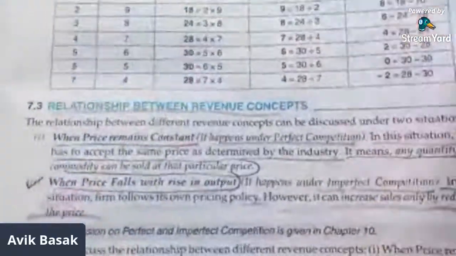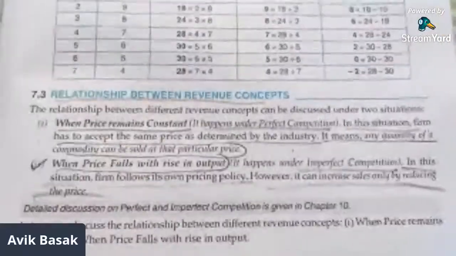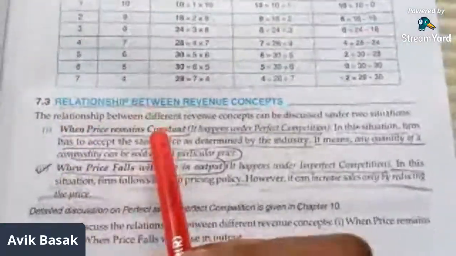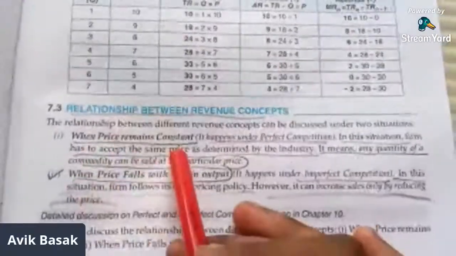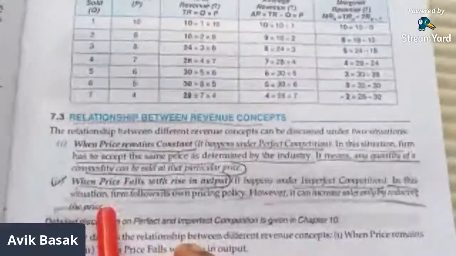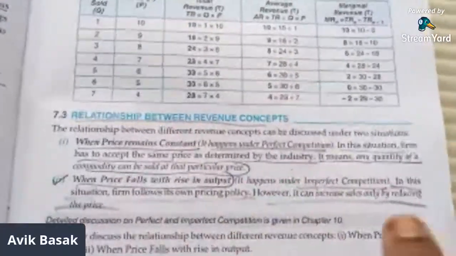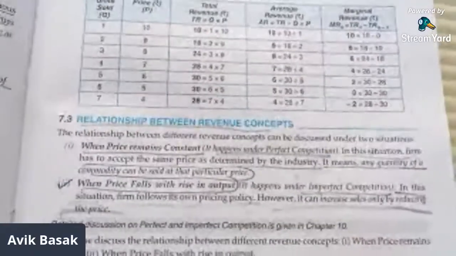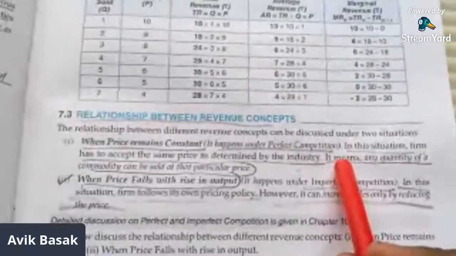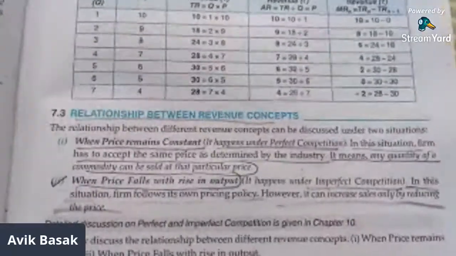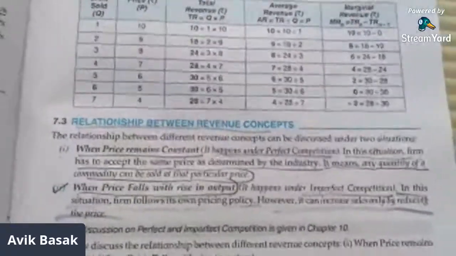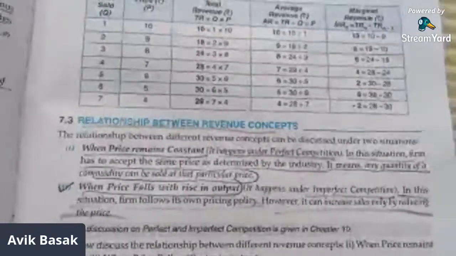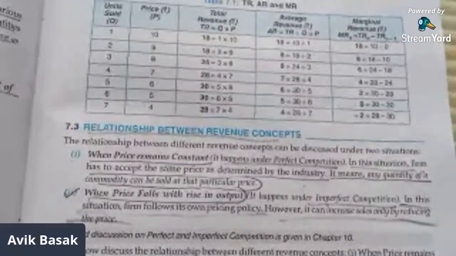Now coming to the most important concept. What is the concept? We will see the relation between the revenues when price is constant and when price falls with the rise in output. Okay, what is this thing? When price is constant, it is the case of perfect competition where the price of all goods is the same. Whatever amount you are selling, the price of goods will be the same. It will not change.